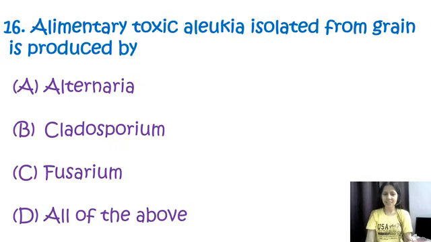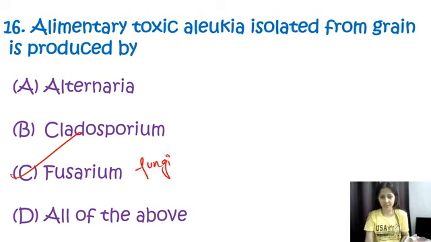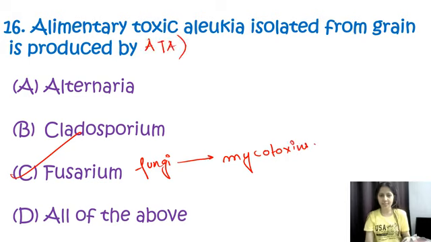Question number 16. Alimentary toxic aleukia is isolated from grains, which is produced by Alternaria, Cladosporium, Fusarium, or all of the above. So over here my correct option will be C, that is Fusarium species. Fusarium is a species of fungi, and it basically produces mycotoxins, and these mycotoxins are associated with this ATA, that is alimentary toxic aleukia.